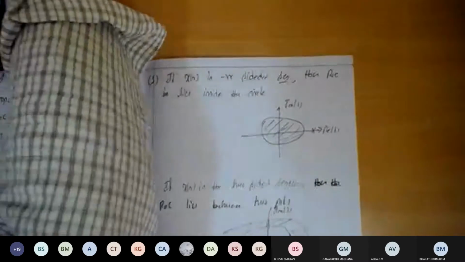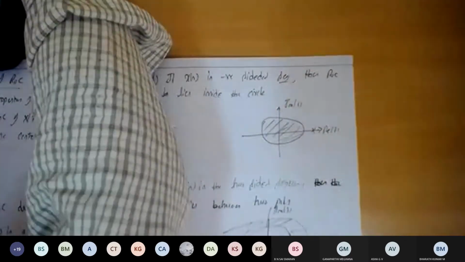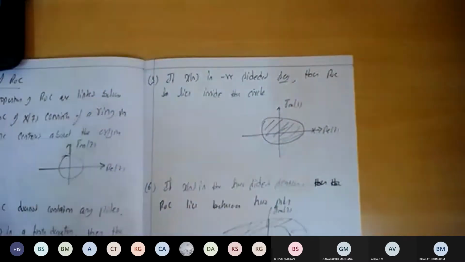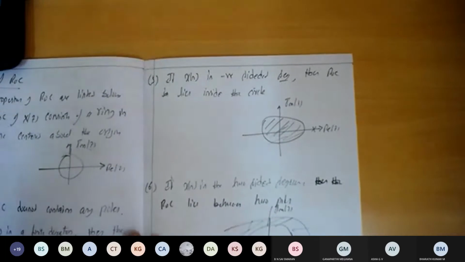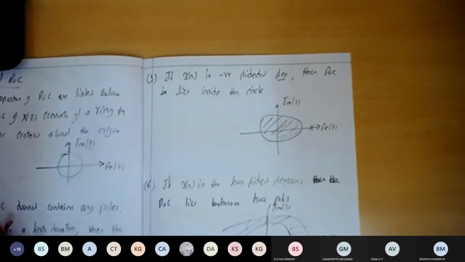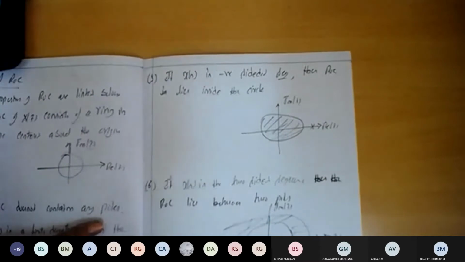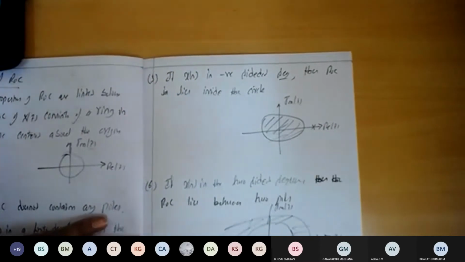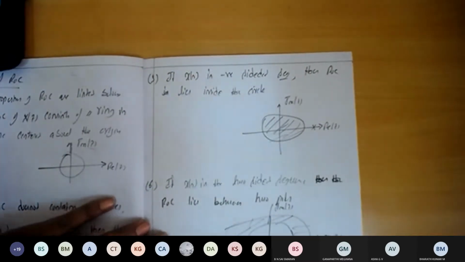Done, right? So next we'll take the next property, which is: suppose x of n is a rational function, then we'll see how the ROC is going to lie. So take the seventh property.